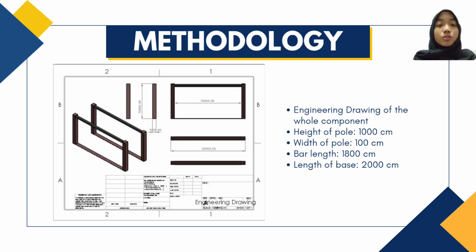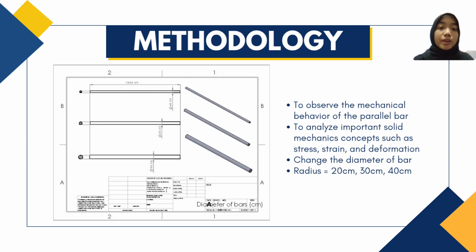So here is our engineering drawing, with the height and width of the poles being 1000 cm and 100 cm respectively, the length of the bar set to 1800 cm, and the length of the base 2000 cm. To observe the mechanical behavior of the parallel bar, analyzing important solid mechanics concepts such as stress, strain, and deformation, we change the diameter of the bar. So the first simulation, we start with 20 cm, and then 30 cm, and then 40 cm.